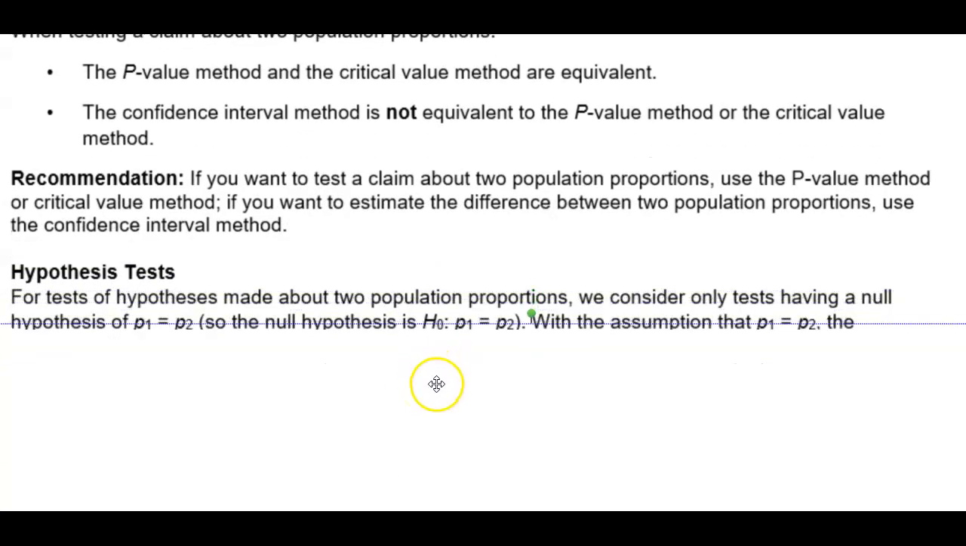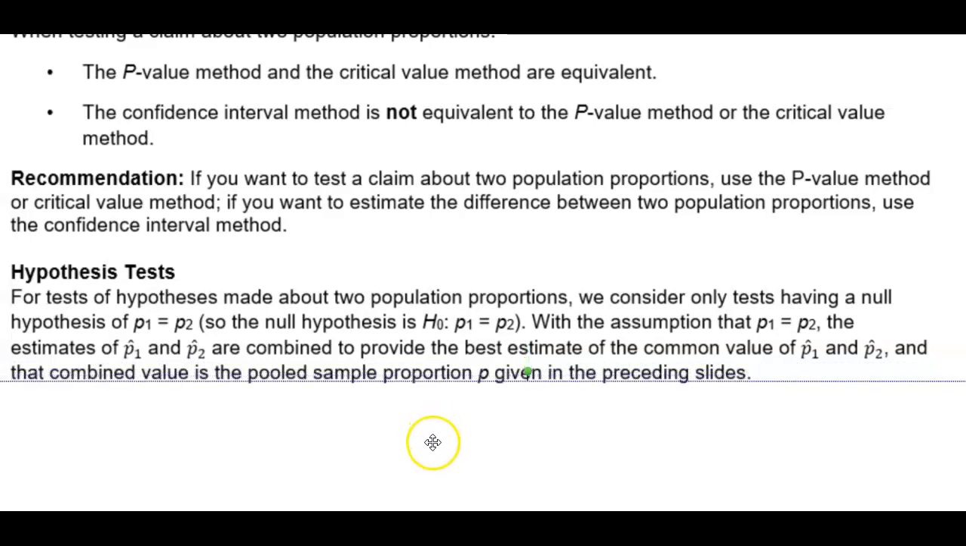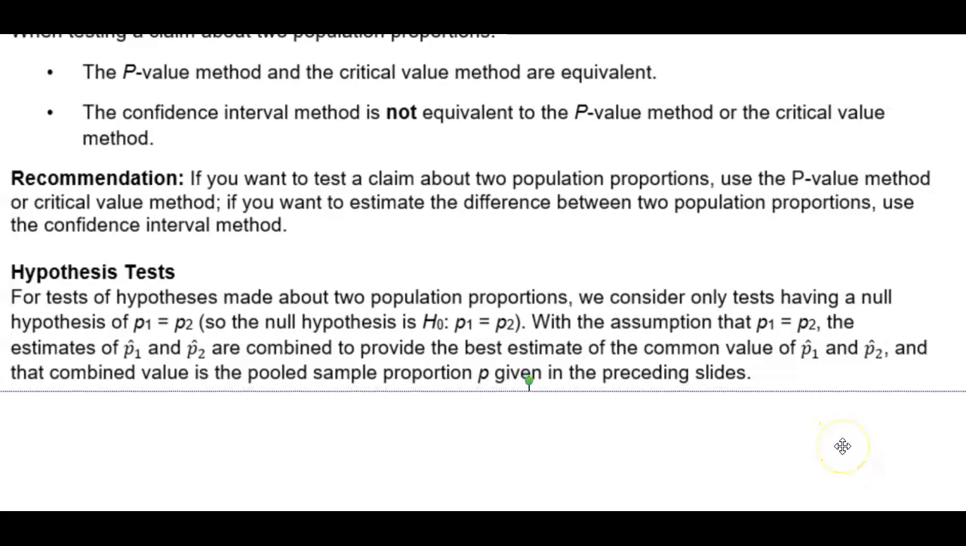Hypothesis tests. For tests of hypotheses made about two population proportions, we consider only tests having a null hypothesis of P1 equals P2. So the null hypothesis is P1 equals P2. With the assumption that P1 is equal to P2, the estimates of point estimate 1 and point estimate 2 are combined to provide the best estimate of the common value of point estimate 1 and point estimate 2. And that combined value is the pooled sample proportion P given in the preceding slides.